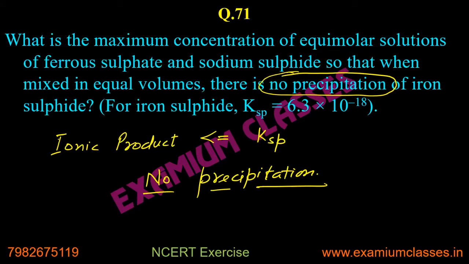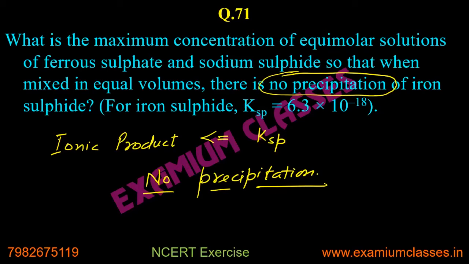Now, in objective type questions, this equal part is very tricky and many times students make mistakes. That's why I'm emphasizing it. You have to remember the equal sign here. Ionic product less than or equal to KSP is the condition for no precipitation. Even at equal concentrations, precipitation will not take place.